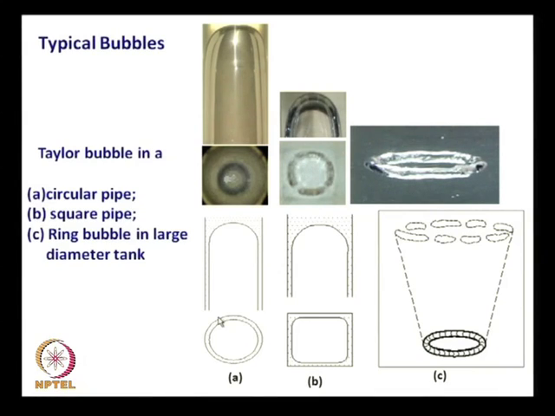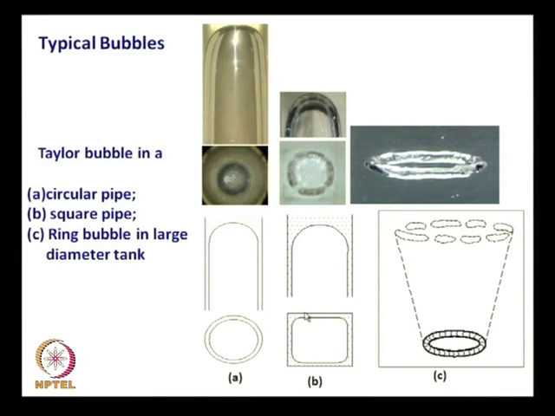Why does it happen? How does the Taylor bubble rise? It rises by the downward displacement of water, isn't it? When it starts to rise, the water flows as a thin liquid film, a thin annular film, and due to this fall in water, the bubble starts rising.